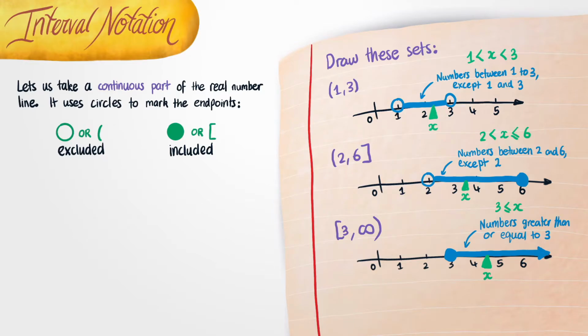The next set tells us that x has to be bigger than 2 but smaller than or at least equal to 6. And the last example tells us that we have to have some number that starts at 3 and goes all the way to infinity.